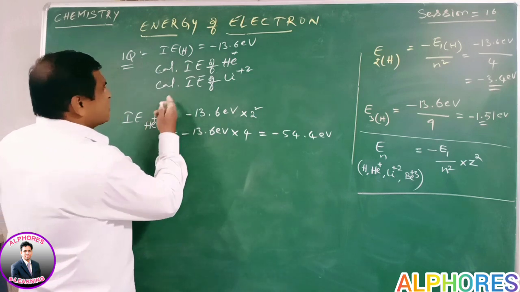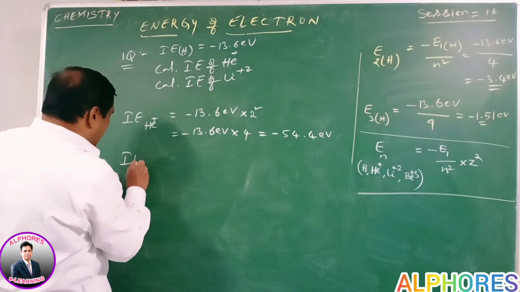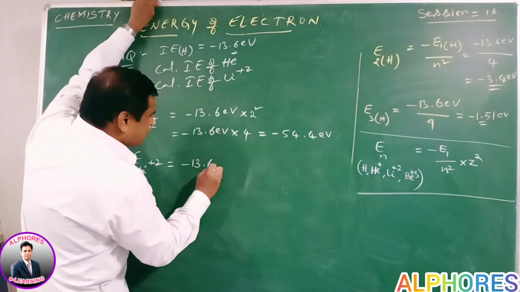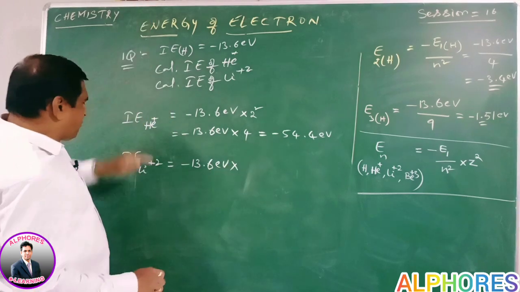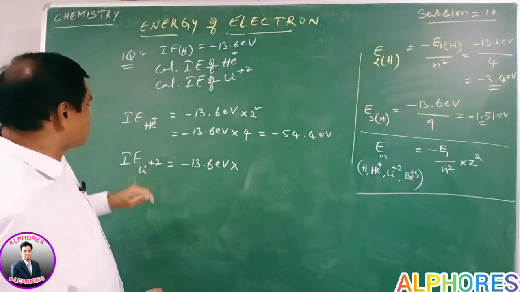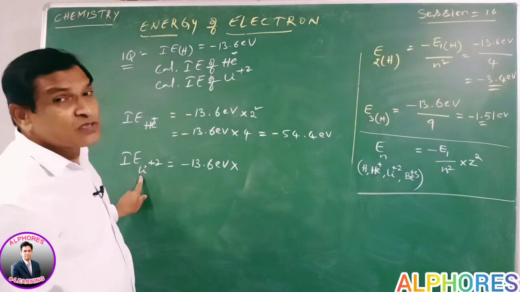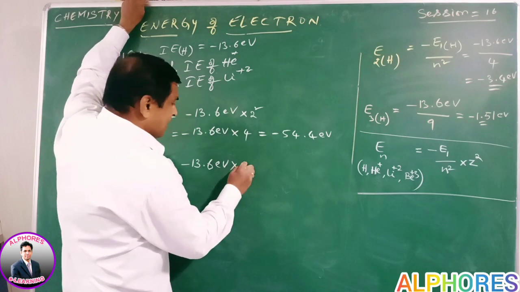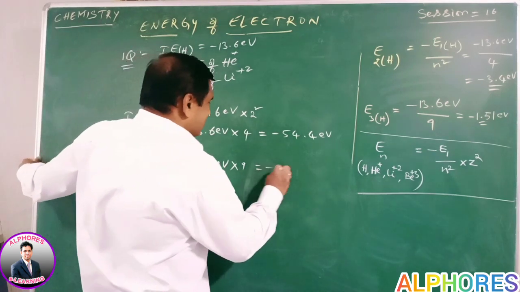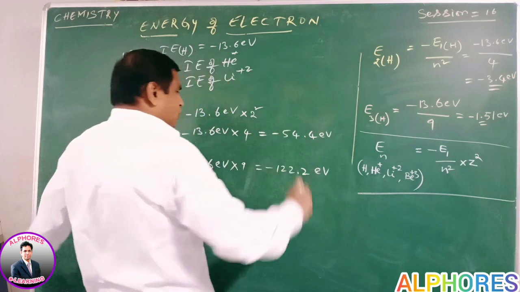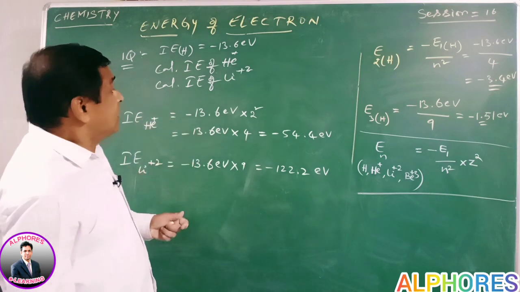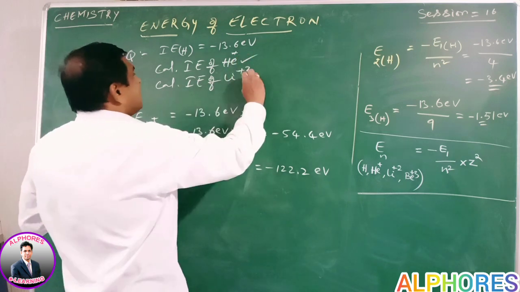And similarly we can also calculate for lithium. The ionization energy of lithium 2 plus ion is equal to the ionization energy of hydrogen atom in electron volts, by 1 square, because the electron present in lithium is in the first orbit only, and z means the atomic number of lithium is 3. So 3 square means 9. Therefore it is minus 122.2 electron volts, nearly 122.25 electron volts. That is the ionization energy calculation of helium plus and lithium 2 plus.